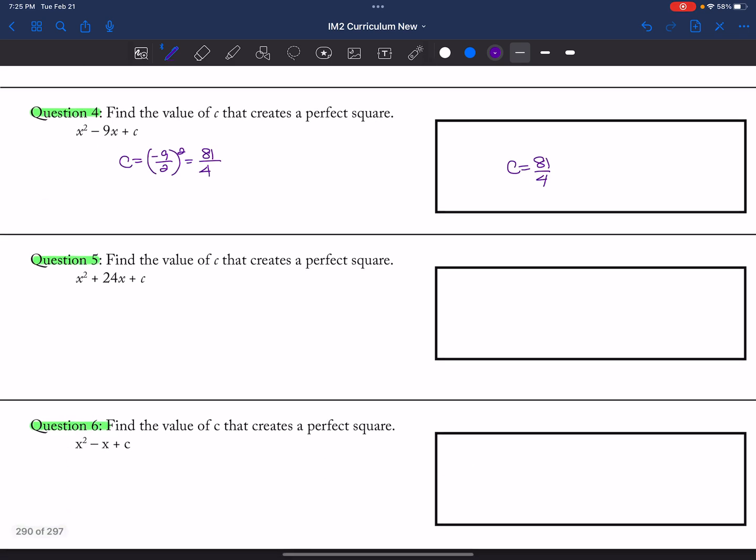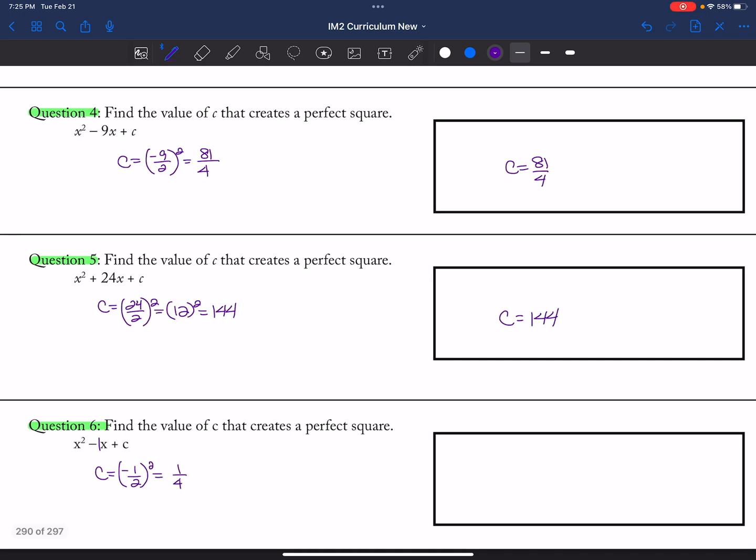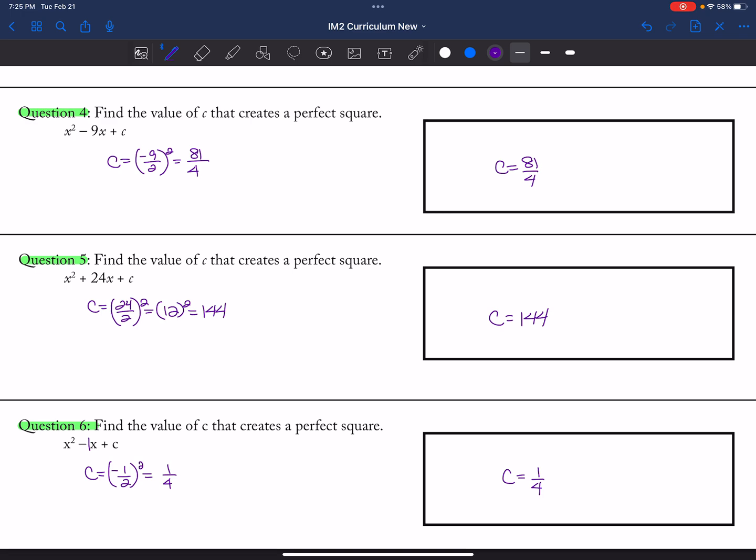Now I have c is equal to 24 over 2, the quantity squared. So I get 12 squared, which is 144. So c is equal to 144. And then here the b value is negative 1. So c is equal to negative 1 over 2, and then we are squaring it, so I get a positive 1/4. So c is equal to 1/4.